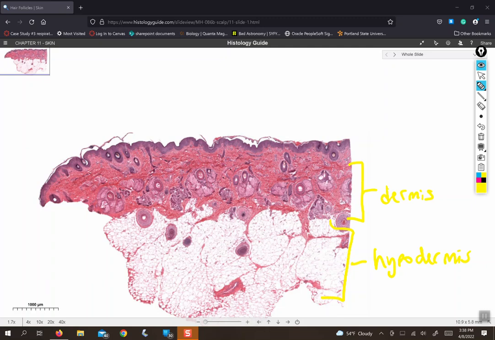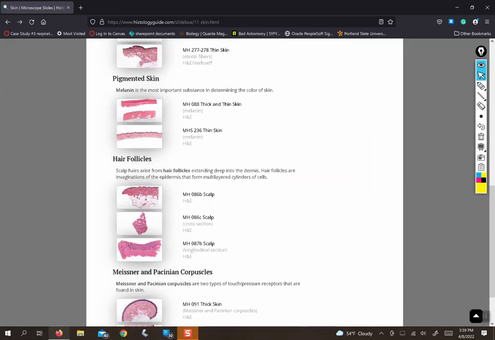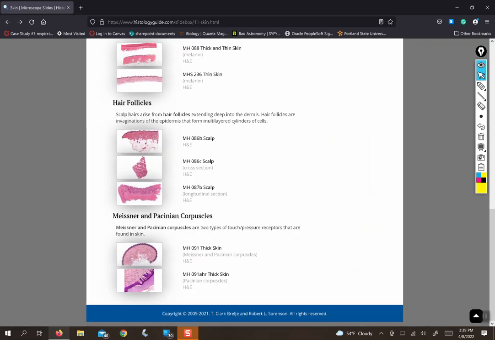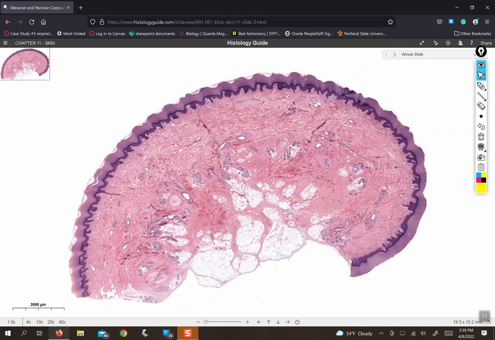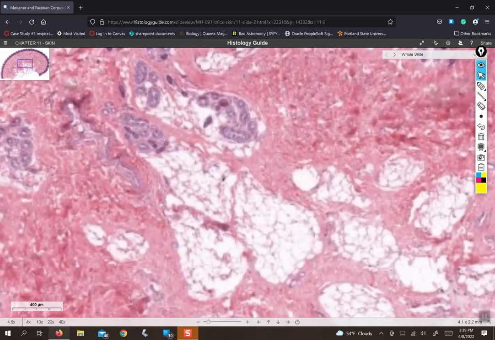Okay, so we've got Meissner and Pacinian corpuscles, and it looks like the same sets of slides as we had above. So let's go check this out. Oh yeah, I see some good ones. Okay, so both Meissner's and Pacinian corpuscles you will find in the dermis, but the Pacinian corpuscles are deep in the dermis, whereas the Meissner's corpuscles are superficial. So the reason I got excited and said ooh is because I saw a really nice Pacinian corpuscle, and it is this one.